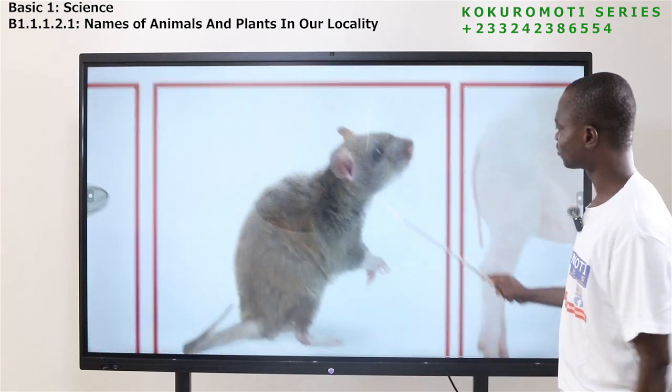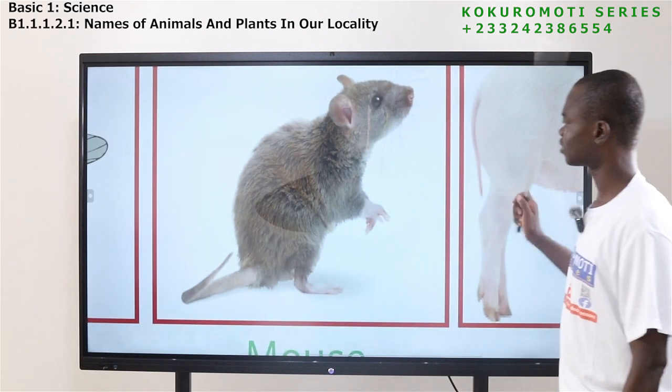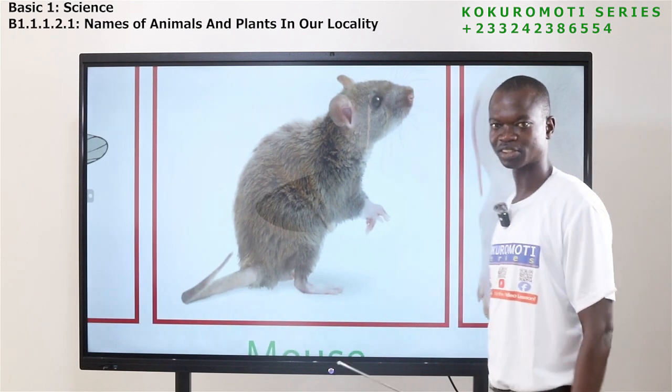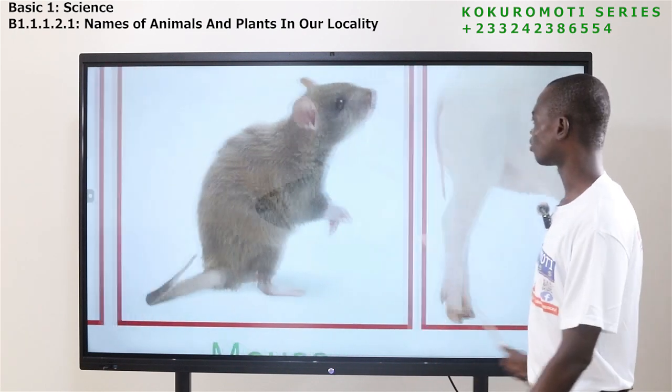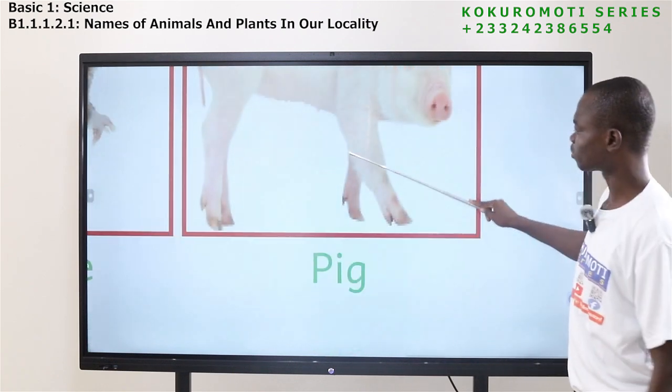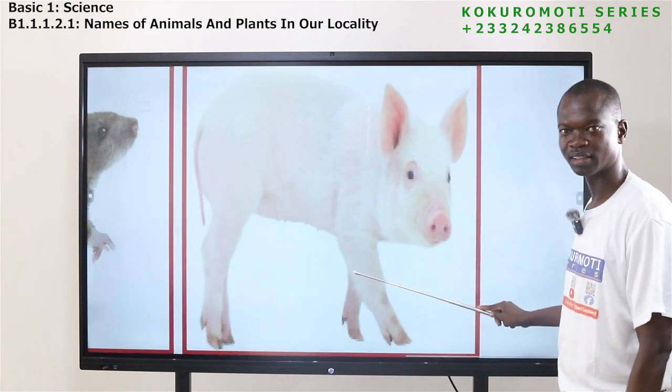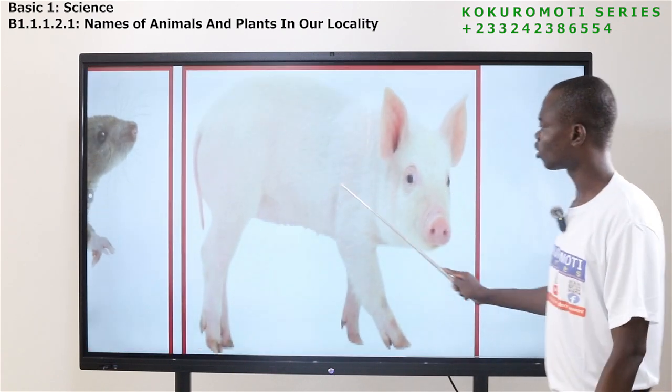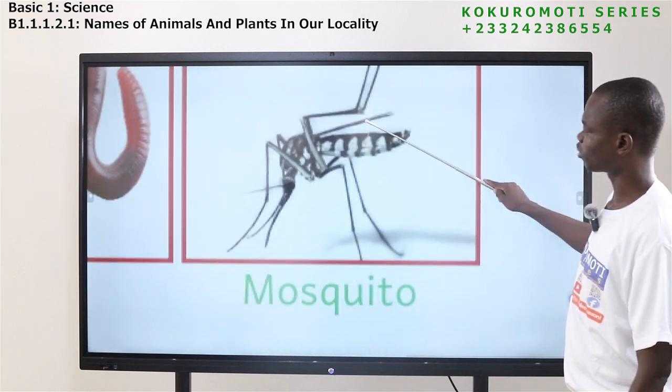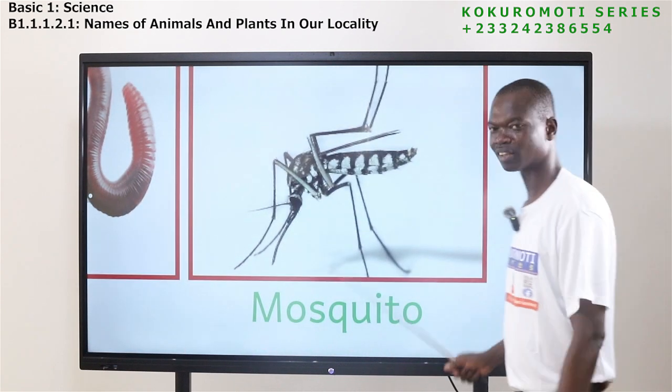Then we have this mouse. We call it ekura. This is what, pig? We call it pleku.